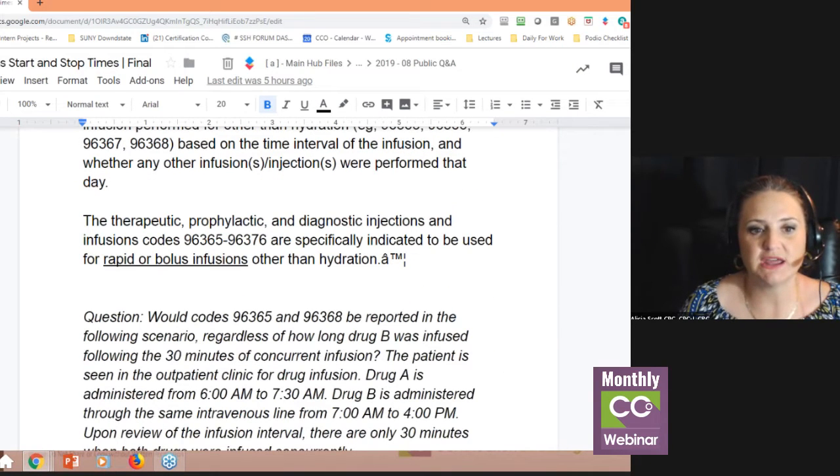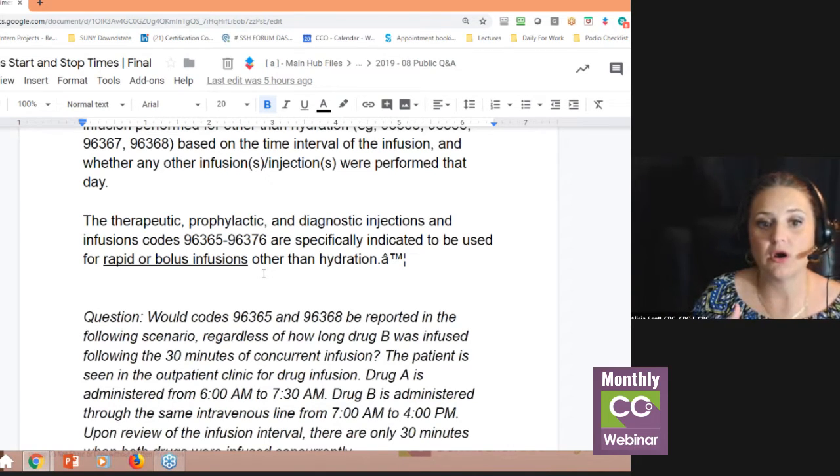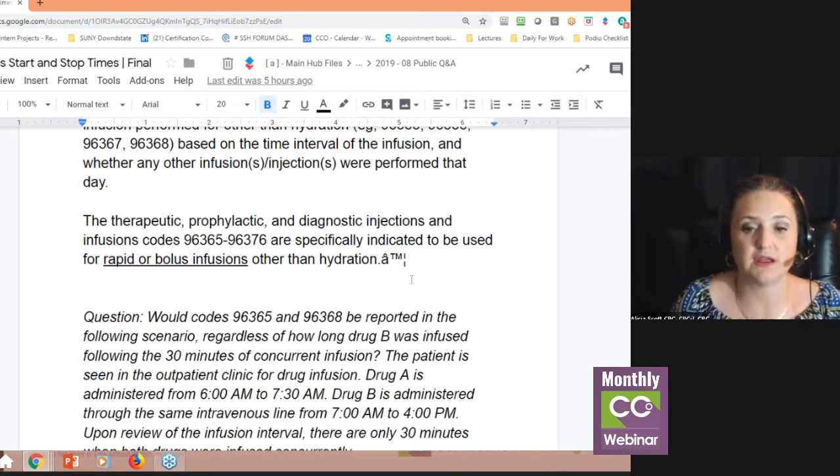Horse pills. So again, therapeutic, prophylactic, and diagnostic injections and infusion codes, there's our range. They are going to be for rapid or bolus infusions other than hydration. That's also key when you're looking at, why are we giving this? Are we doing a bolus, or are we doing this for just hydrating the patient? And hydration is usually done as a slow infusion.